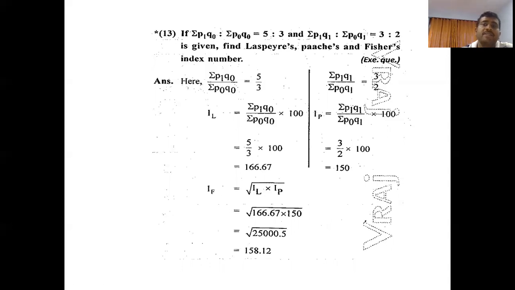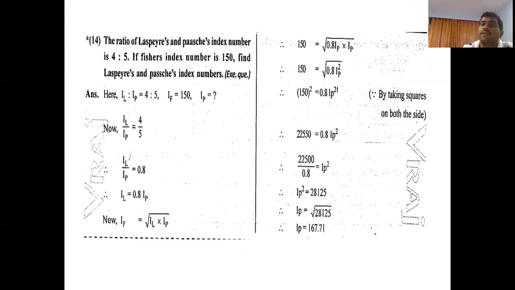The short sums are more important, right? So you have to practice them by seeing, you cannot skip. This is the only homework that I am giving to you, 7 to 14. This is the last question for today's work. The ratio of Laspeyres and Paasche index number is 4 is to 5. It is also a ratio, but it's not sigma P1Q0. It's the topic they are giving. That is this one, IL and IP, 4 upon 5.